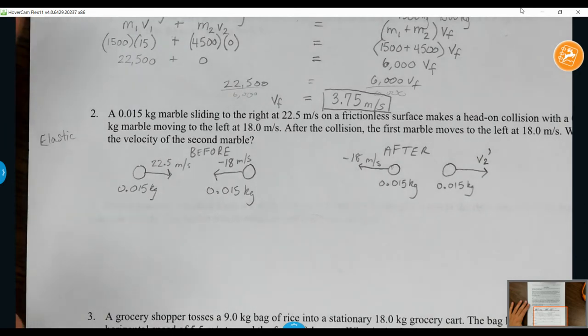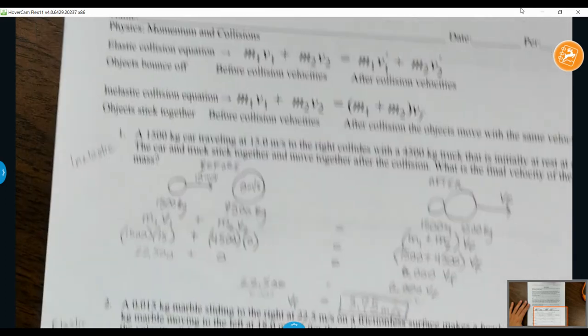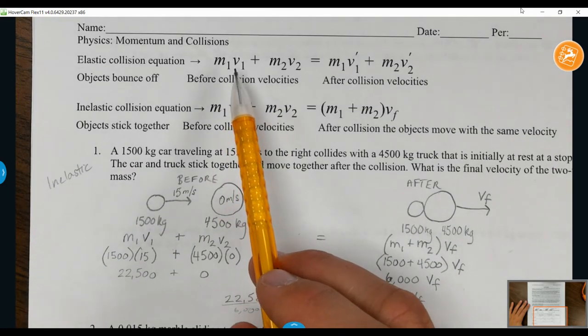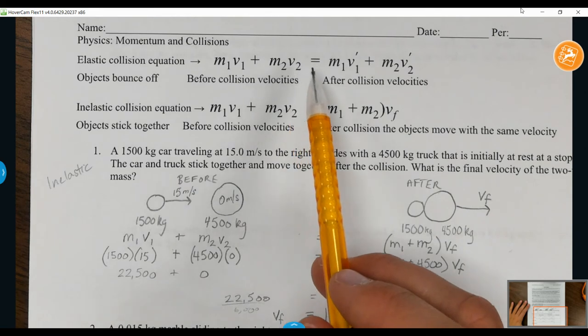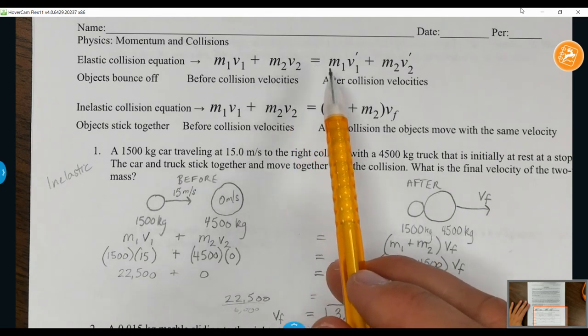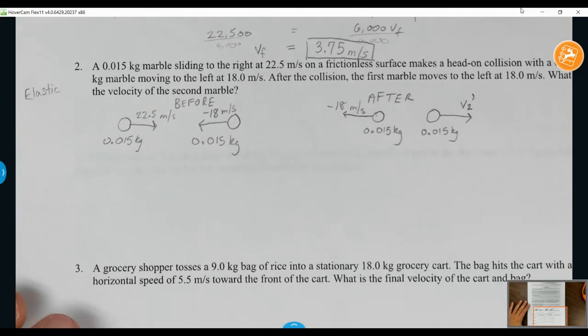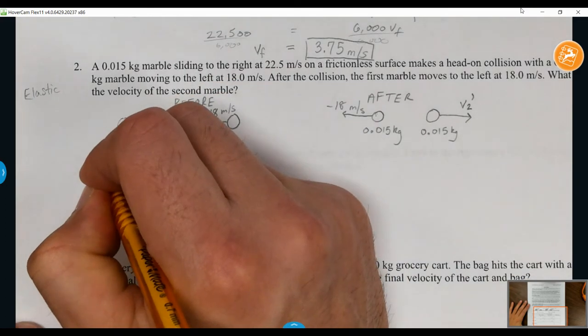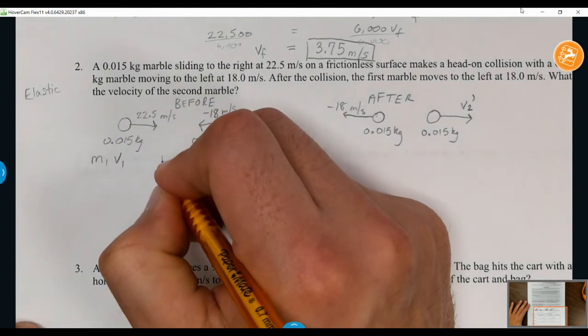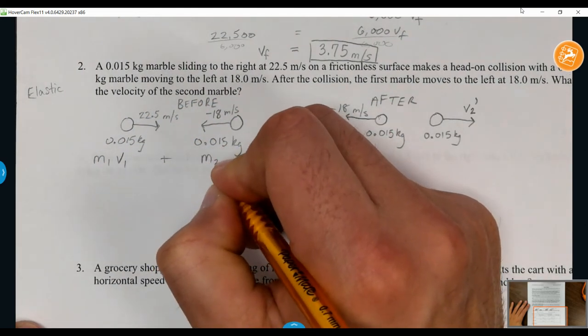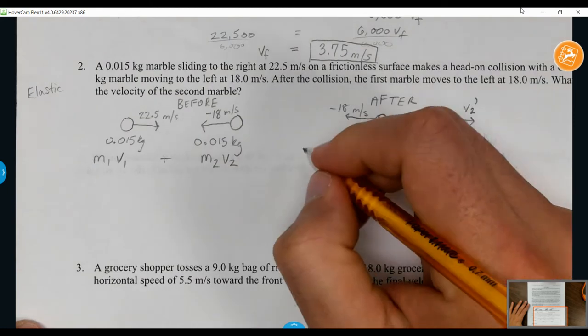Okay. Once you have the drawing done, what should you do? Write the equation underneath it. So we're looking at the elastic equation, which is m1v1 plus m2v2 equals m1v1 prime plus m2v2 prime. m1v1 plus m2v2.